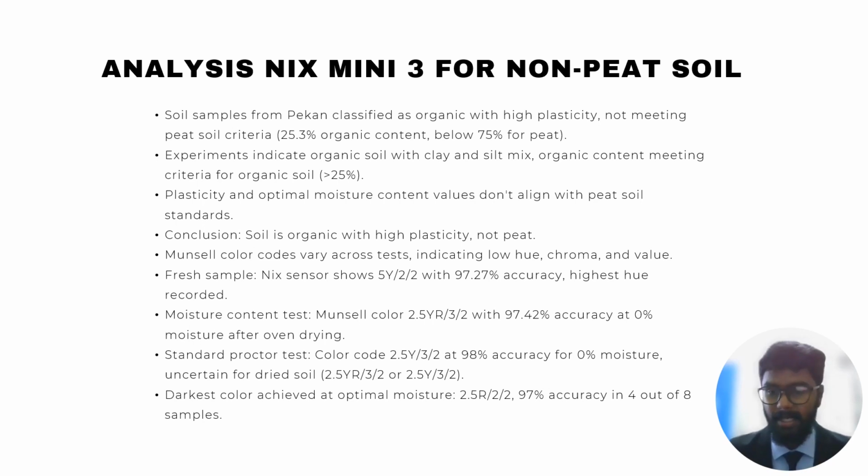The standard proctor test indicates the color code of 2.5 hue, 3 chroma and 2 value at 98% accuracy for 0% moisture content, uncertain for the dry sort. The darkest color that can be achieved is at the optimal moisture content, that is 2.5 hue, 2 chroma and 2 value, with 97% accuracy in 4 out of 8 samples, which is a consistent value that we have proven.